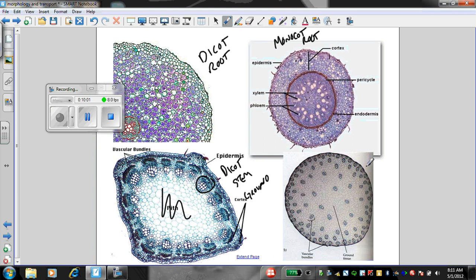This one then is the monocot stem. And you can see the vascular bundles here that have the xylem and the phloem all over the place, not really organized in any way, shape, or form. Okay.